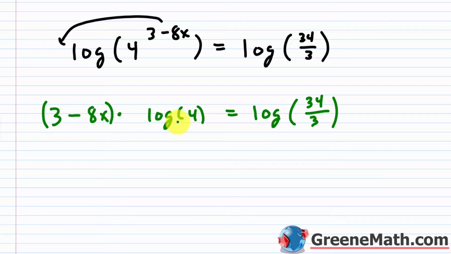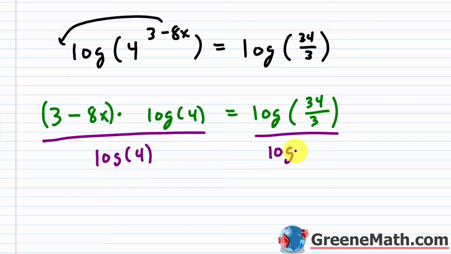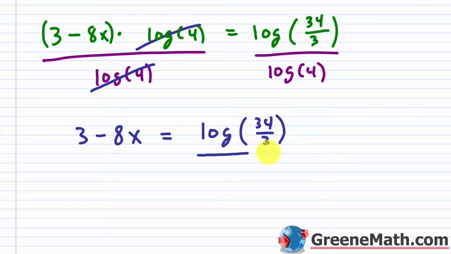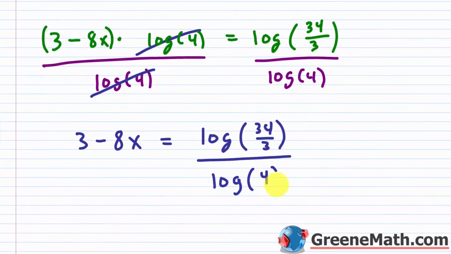Or you can get rid of this right now by dividing both sides by log of 4. And that's what I'm going to do. You'll get the same answer either way, so it doesn't really matter. So let's go ahead and cancel this with this. And let's scroll down now. So I'll have 3 minus 8x, and you can drop the parentheses. You don't need them anymore. And then this is equal to log of 34 thirds, divided by log of 4.